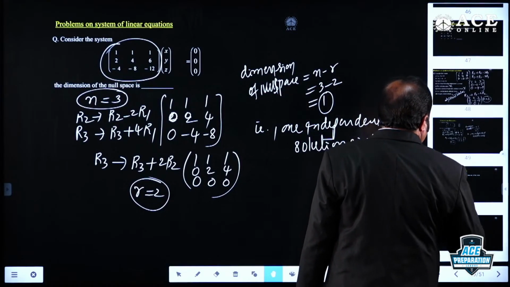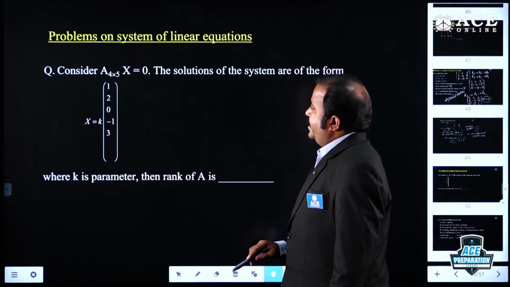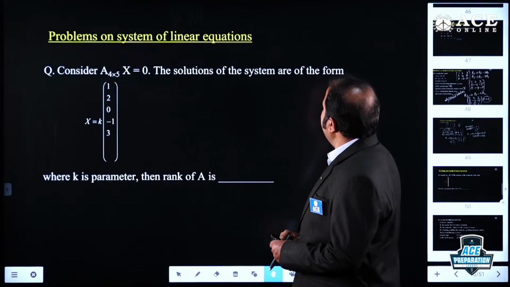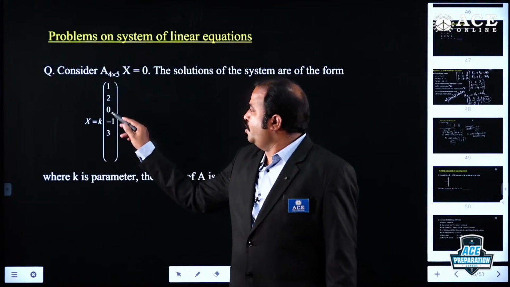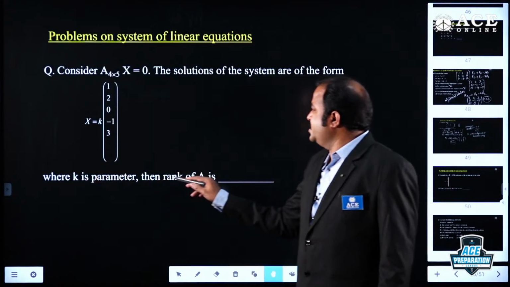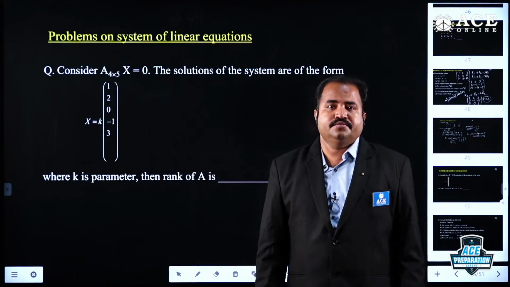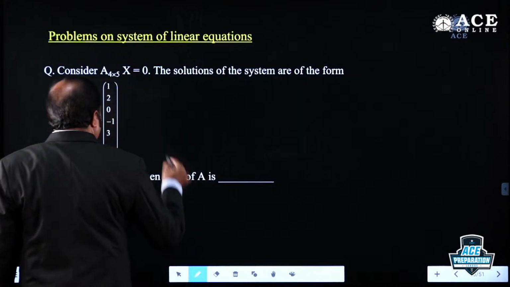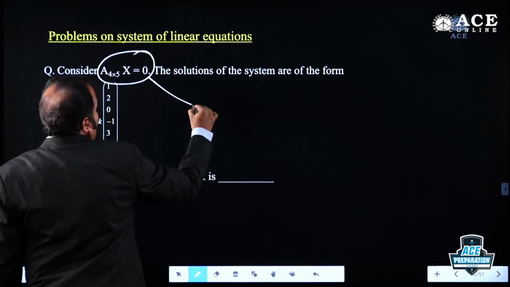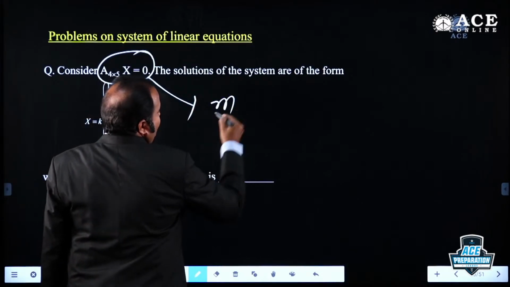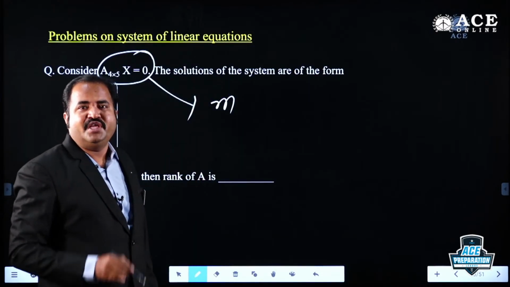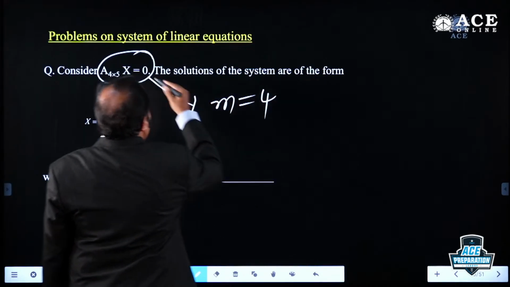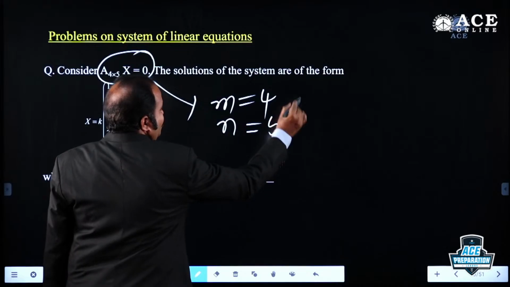Look at another example. So let's see next one. Consider a 4 by 5 matrix, A x equal to O. The solution of the system are of the form x equal to k into 1, 2, 0, minus 1, 3, where k is a parameter, then rank of A is what? See, here A is 4 by 5, right? M means number of equations. Each row represents an equation. M equal to 4. And 5 means what? N equal to 5. Number of unknowns is 5.